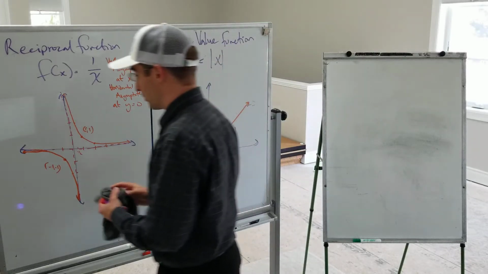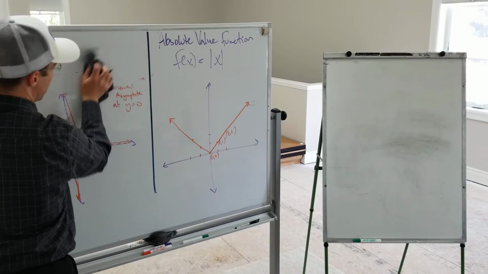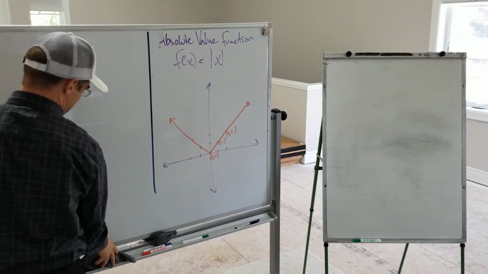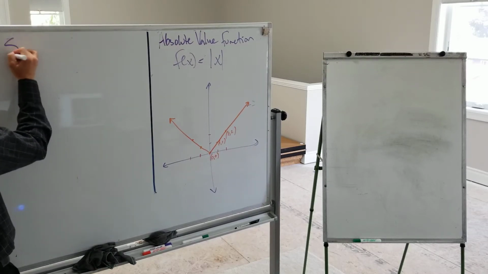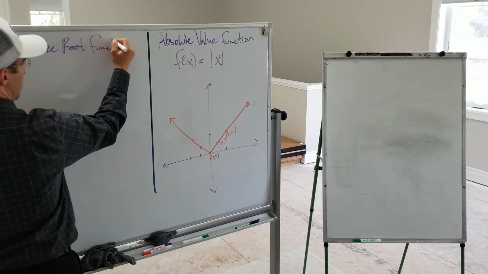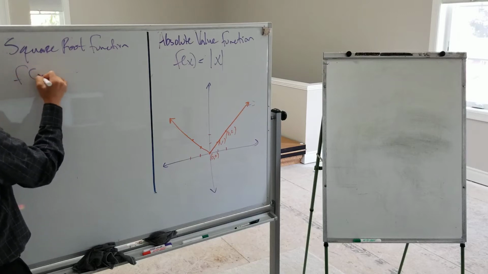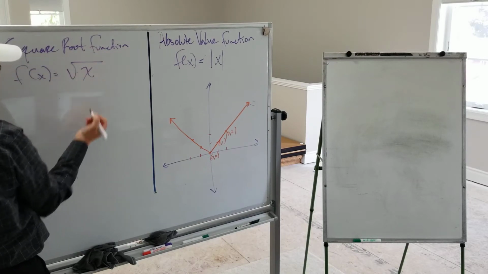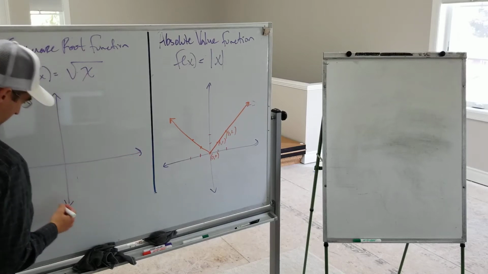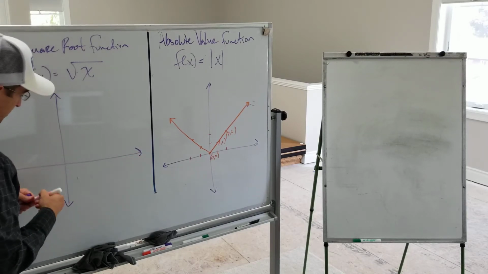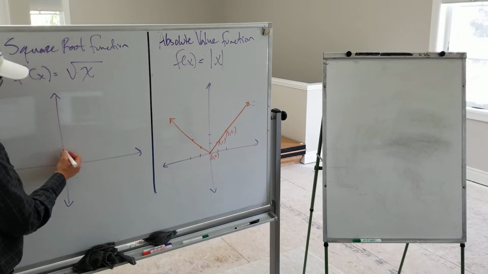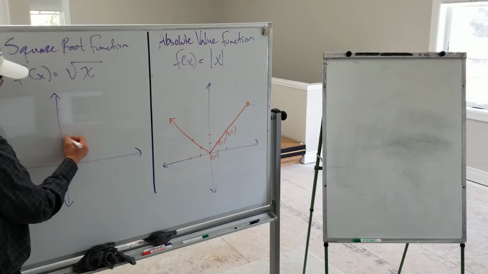Let's talk about the square root function. That'll be our last parent function that we're going over for this lesson. There are several more parent functions, but this is for today. So the square root function is f of x equals the square root of x. We start here at 0, 0. If I go 1 to the right, the square root of 1 is 1, so I go up 1, and I get 1 comma 1.